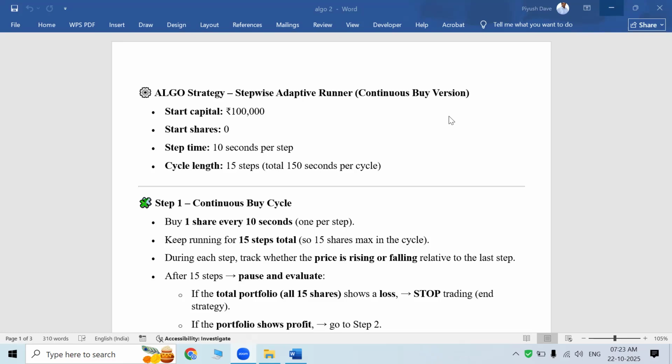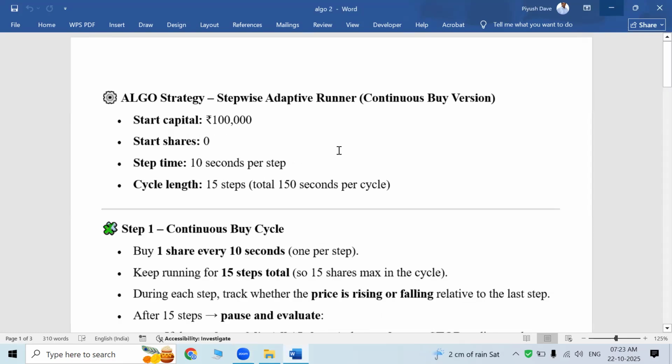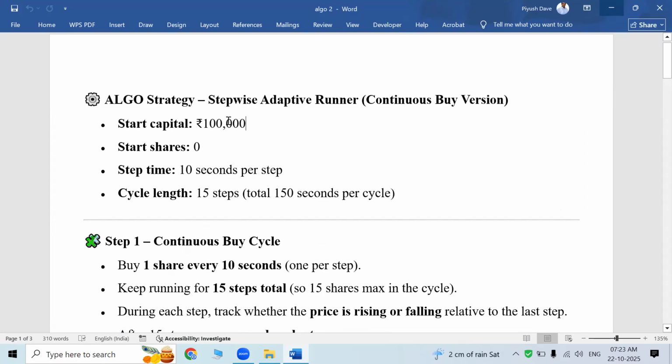Okay. So the start capital requirement is 1 lakh rupees. You can start with small capital also. We will start with 0 shares. And in every 10 seconds, we are going to add 1 share. Even if the price goes up, we will buy 1 share. And even if the price goes down, we will buy 1 share.